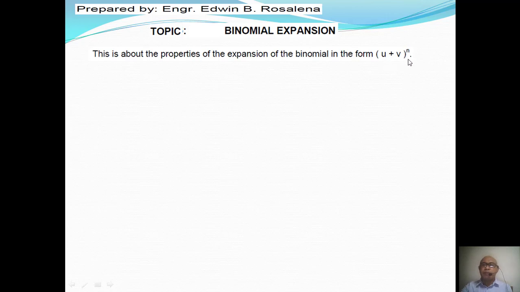So, if you have u plus v to the power n, that means we multiply the binomial u plus v by itself n times. So, if you have u plus v quantity squared, that means we have u plus v times u plus v. And if you have u plus v to the power 3, then that means we have u plus v times u plus v times u plus v. Okay? So, we can present some of the products of the expansion.